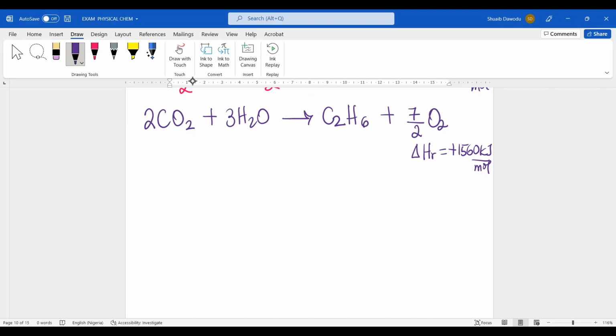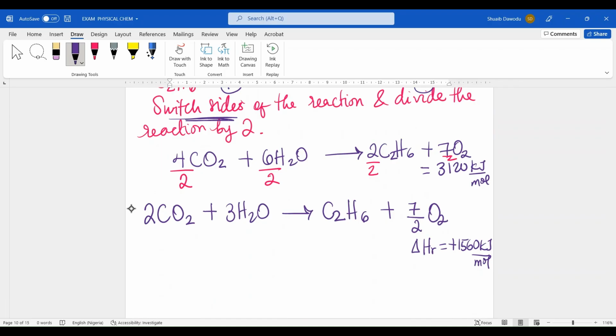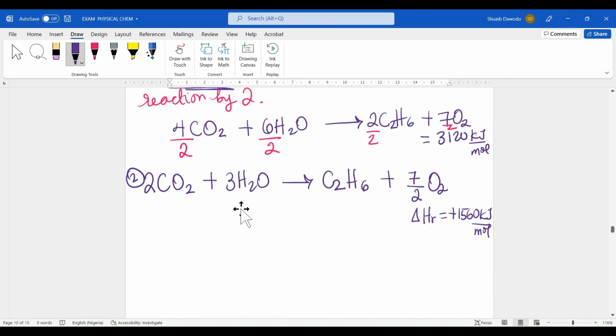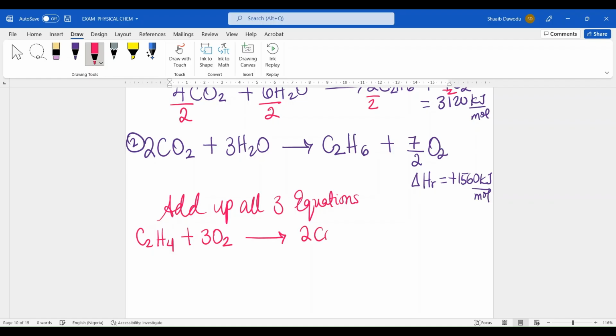So the next thing you're going to do is label this as reaction 2. Next, we are going to add up all three equations, or all three reaction steps. When we add up all three reaction steps, we have C2H4 plus 3O2 giving 2CO2 plus 2H2O, with negative 104.11 kilojoule per mole.